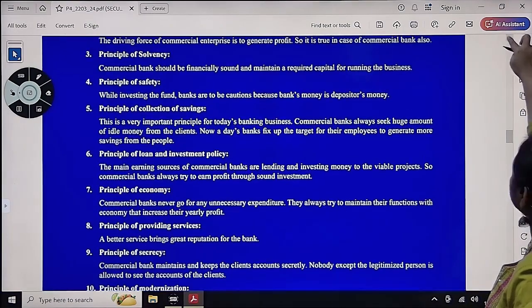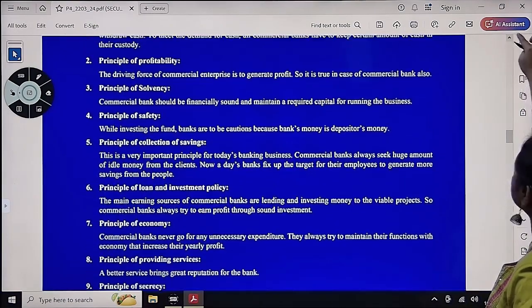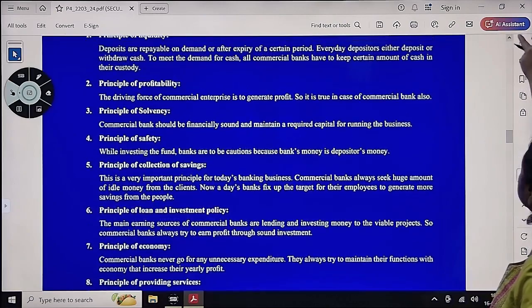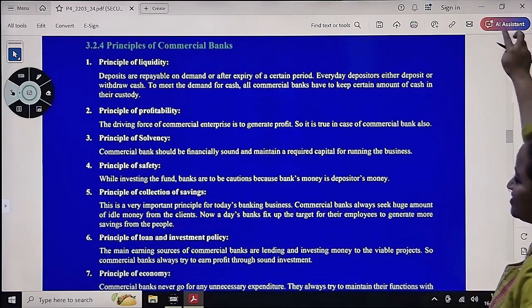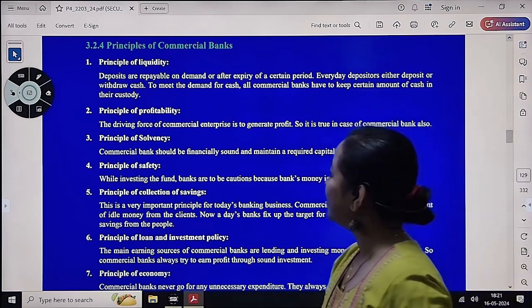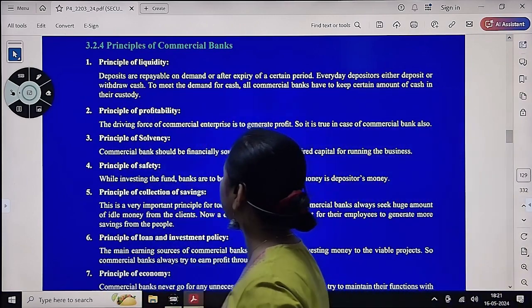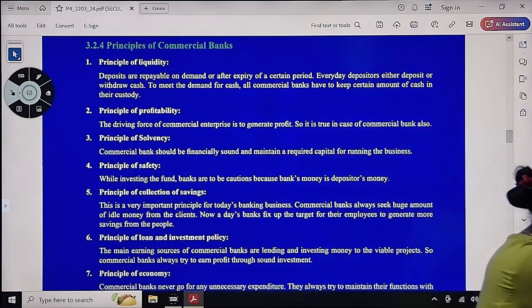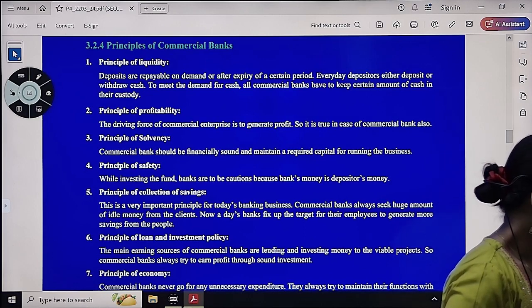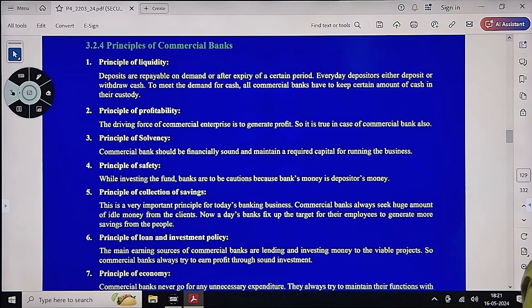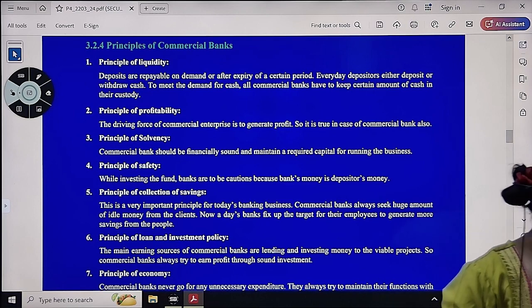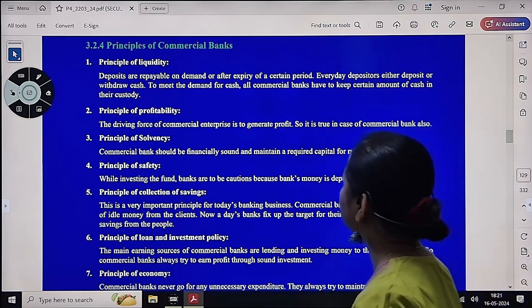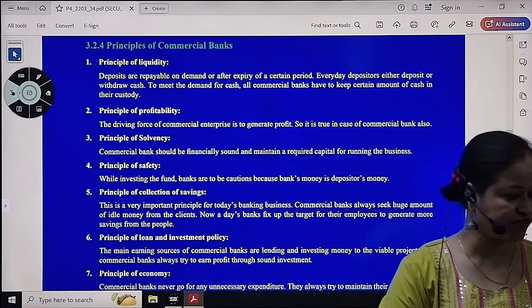So you all are coming for the class regularly? Yes, madam. Okay, good. So the first one is principle of liquidity. Who said yes? Anish Das. Yes, madam. Okay, fine. The study material is with you, in front of you.